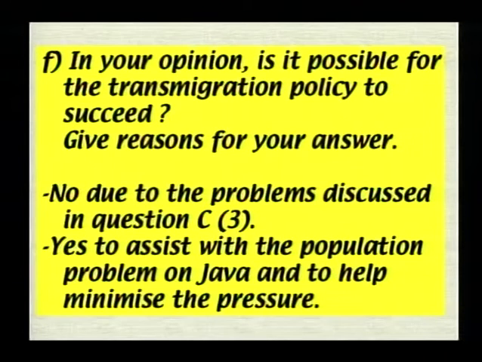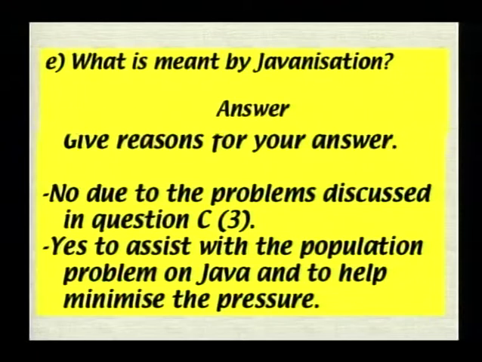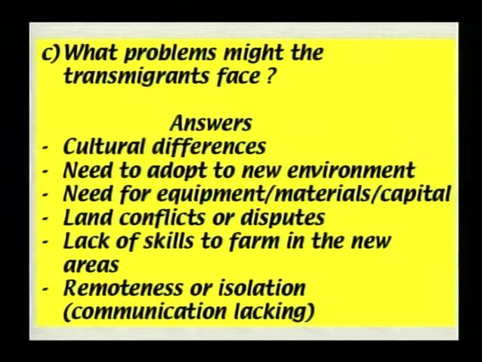We also looked at perhaps the policy may not succeed, and the reason being that we were going back to all of those problems that have been discussed in Part C or question number 3, whereby we looked at, for example, if we go back to C, cultural differences, need to adapt to new environment, need for equipment, material, capital, and so on. And because of those problems, then perhaps the policy may not succeed.